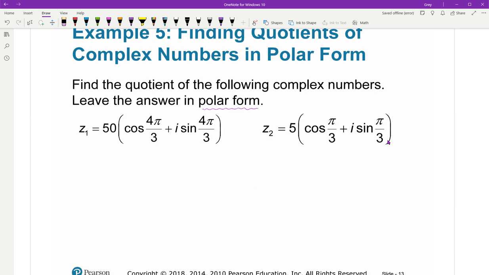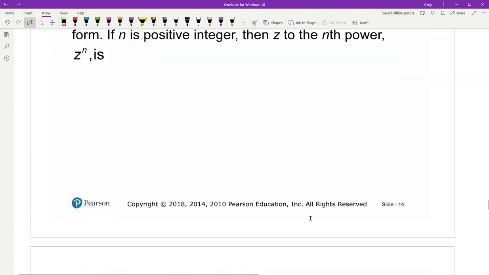So z1 divided by z2 is going to be, there we go. Y'all, this is something people do mess up on. We read from left to right and top to bottom. So it is going to be 50 divided by 5, not 5 divided by 50. Okay? So 50 divided by 5, cis 4 pi over 3 minus pi over 3. Your calculator will do that for you. And when you subtract, you're going to get 10 cis pi, because 4 pi over 3 minus pi over 3 is pi. Okay? All right.